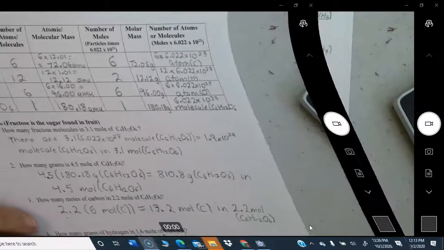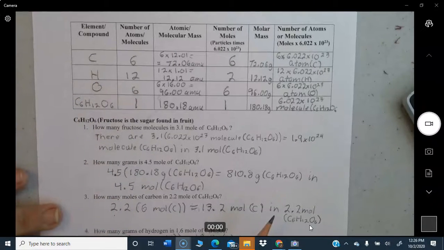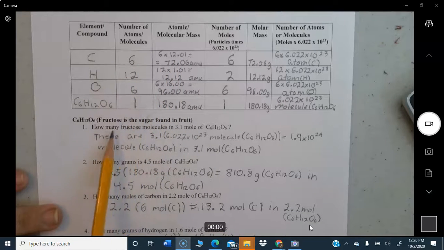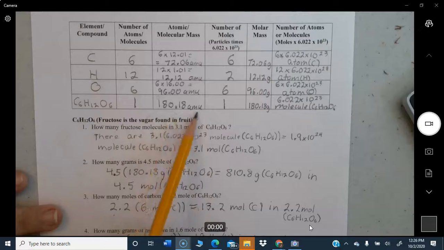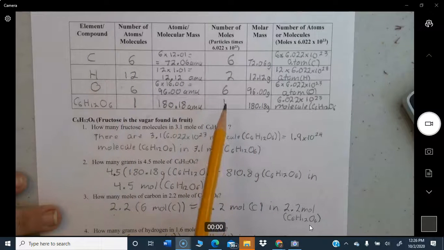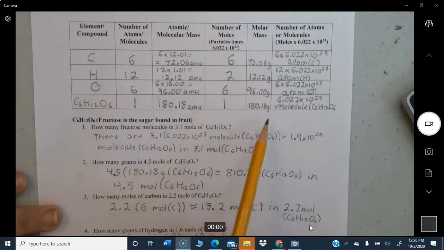Okay, so let's just go ahead and do a quick walkthrough on this. This is a 3-element compound, so you needed an extra row there, and you have 6 carbons, 12 hydrogens, 6 oxygens to make 1 fructose molecule. That's fruit sugar. And then you compute times the molar masses that you get off the periodic table, and you find that a single molecule of fructose has a mass of 180.18 atomic mass units. Now you scale everything up to moles over on this side, so the numbers are the same, but now it's moles instead of atoms or molecules. And the number for the mass is the same, except it's in grams now.